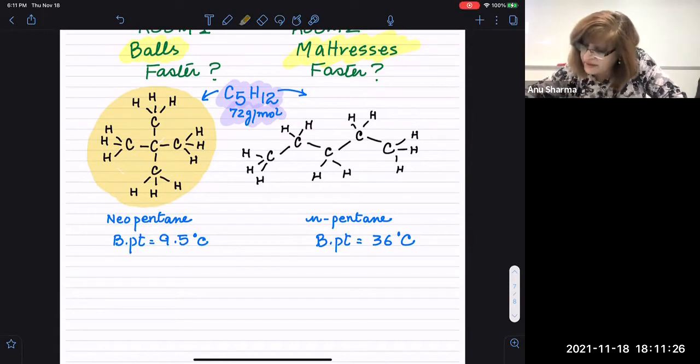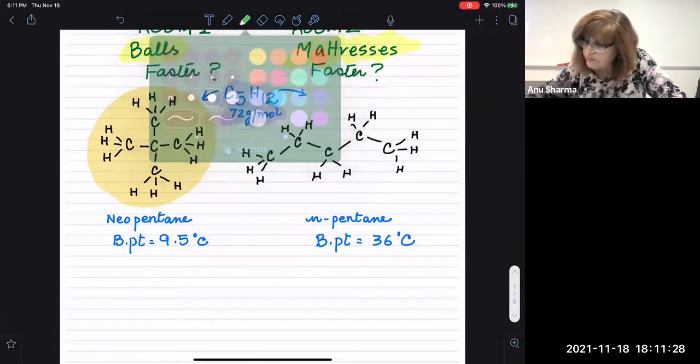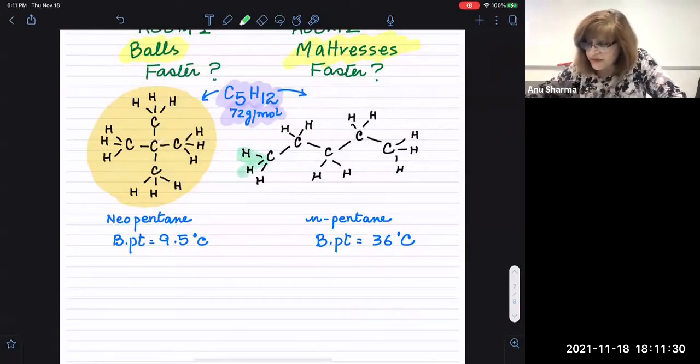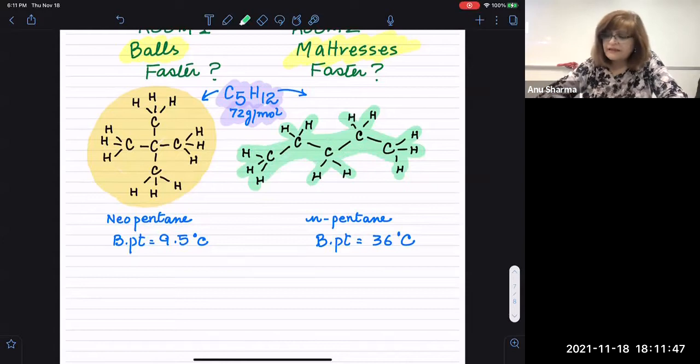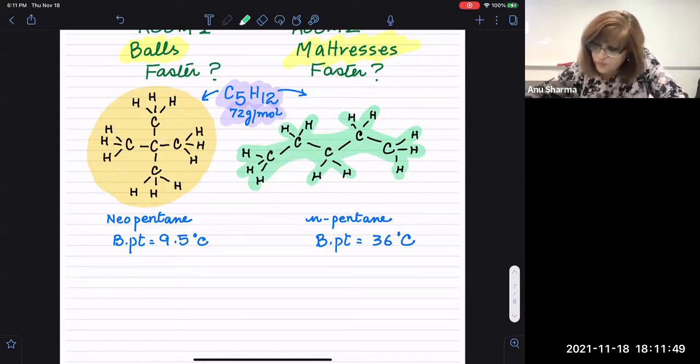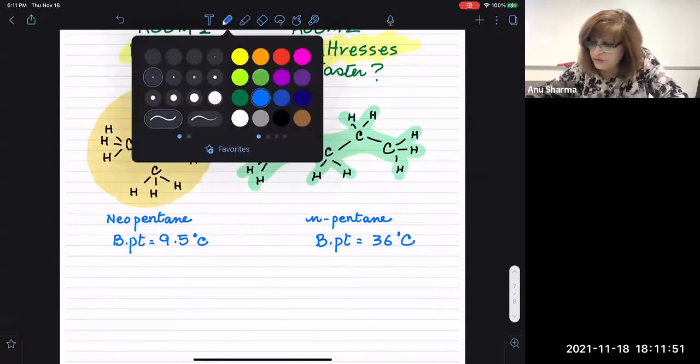On the other hand, if you have this one over here, this is more linear. So this is like a mattress. The first one is like a ball. The second one, the arrangement is like a mattress. That's the kind of feel the electron clouds give. So when they're with each other, how do they stack?